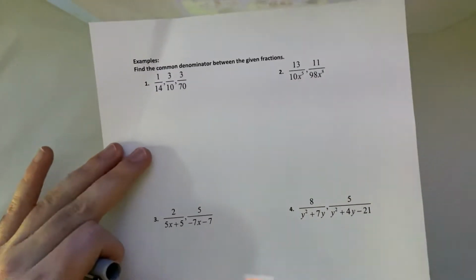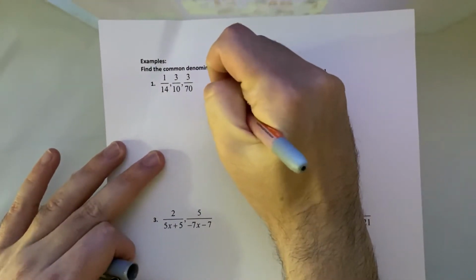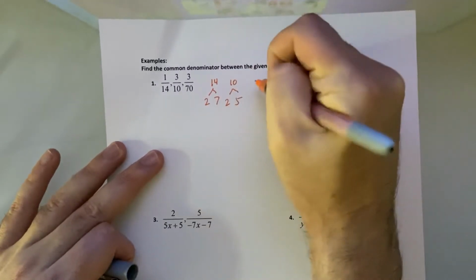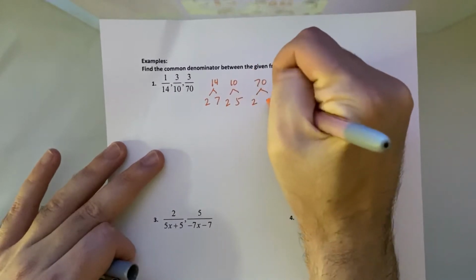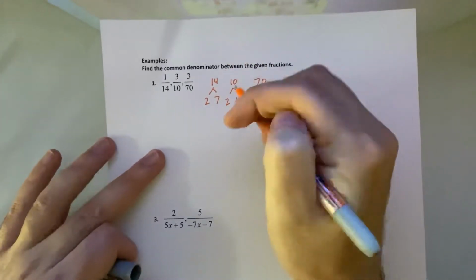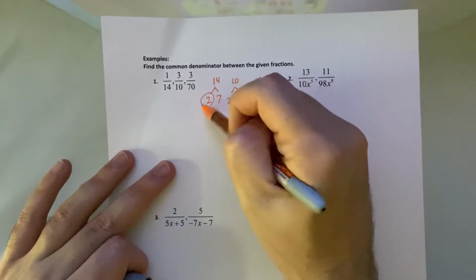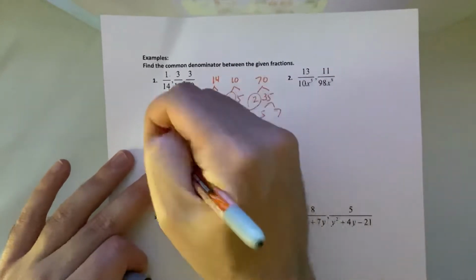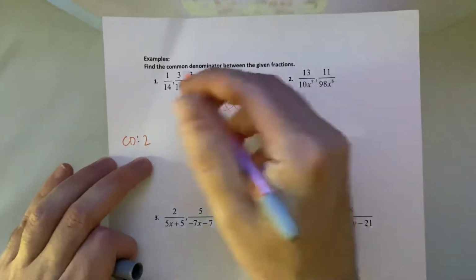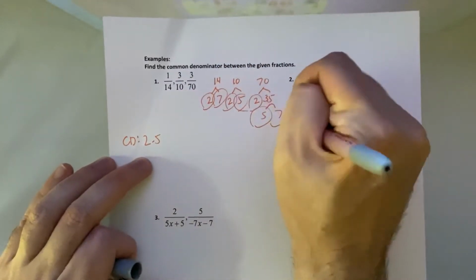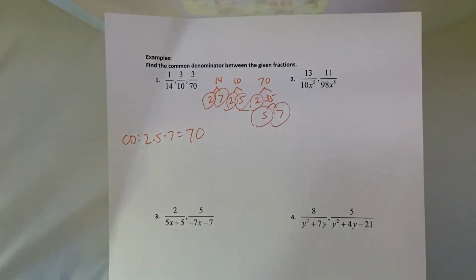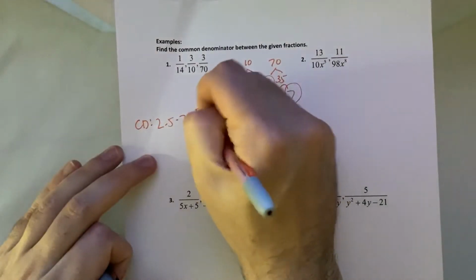I sometimes think the easiest way to do common denominators with numbers is to draw your trees. 14 is 2 times 7, 10 is 2 times 5, 70 is 2 times 35, which is 5 times 7. So just like I argued for variables, we need at least one 2, because everything has a 2. We need one 5. We need at least one 7, which is 2 times 5 times 7, which is 70. 10 and 14 already go into 70, so your common denominator is just 70 here.